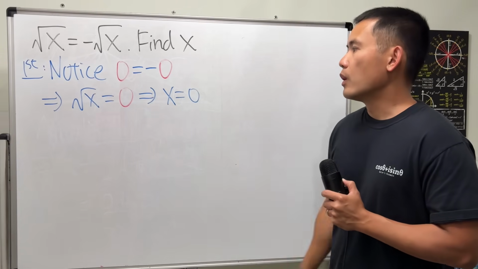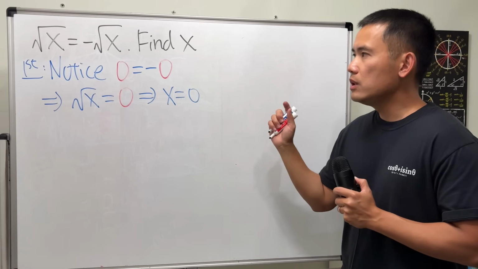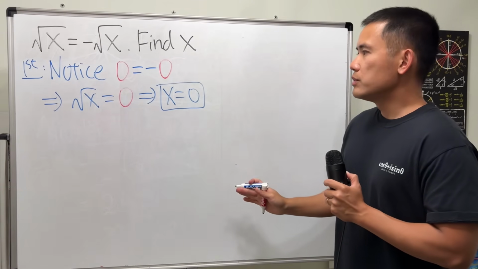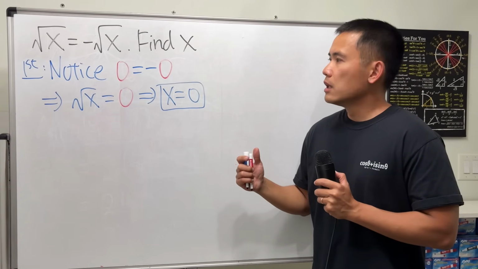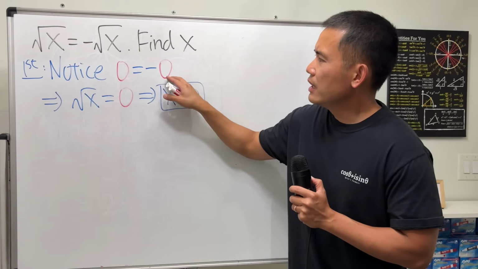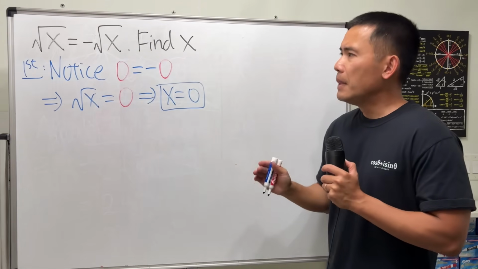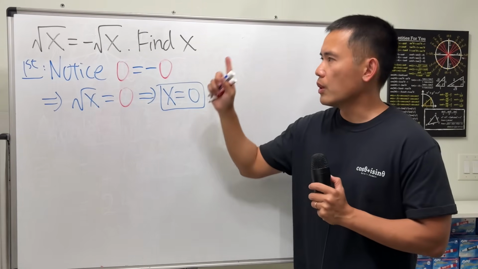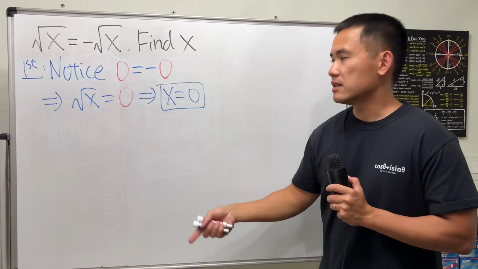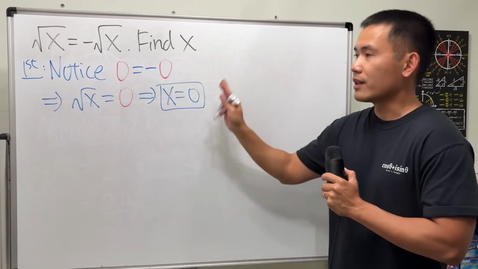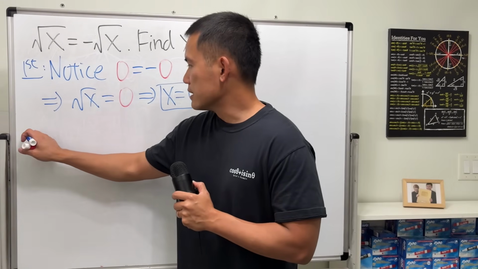I will tell you this right here works, and in fact this is the only answer as well, so we are done. However, sometimes you have to be careful because when you just notice a case that will make this equation work, maybe there are other cases that could also make this work. But in this case, 0 is the only number that makes this work, so we are done. And now let's look at the second method.